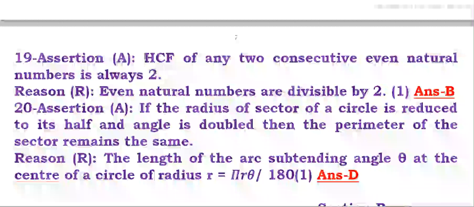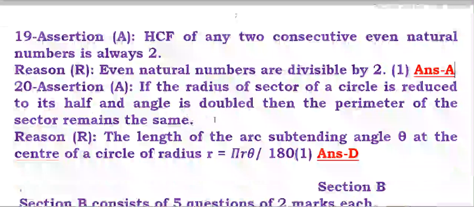HCF of any 2 consecutive even natural numbers. Here the HCF will be answer A. Both are correct, and that is the correct explanation. Next: if the radius of a sector is reduced to its half and the angle is doubled, then the perimeter of the sector remains the same.